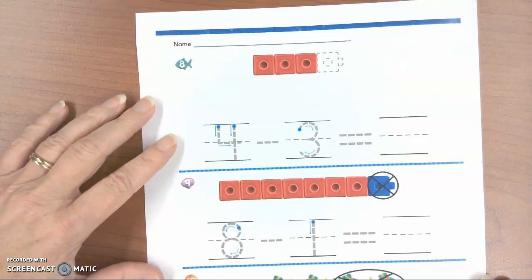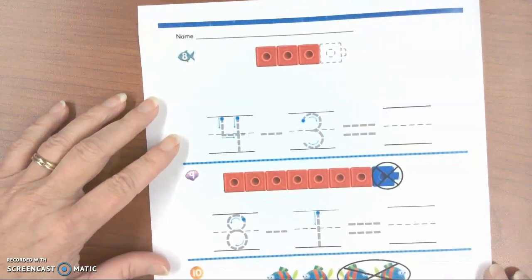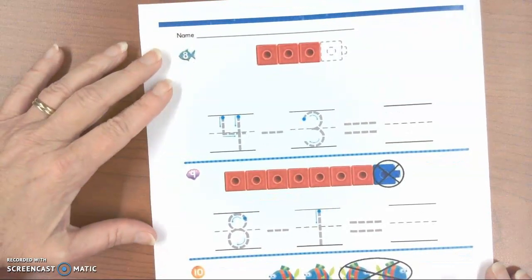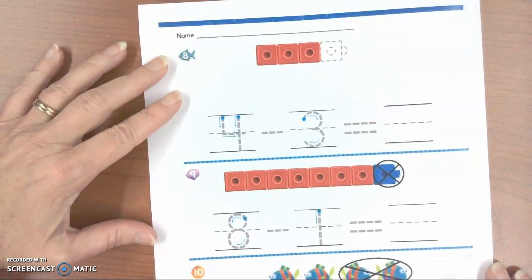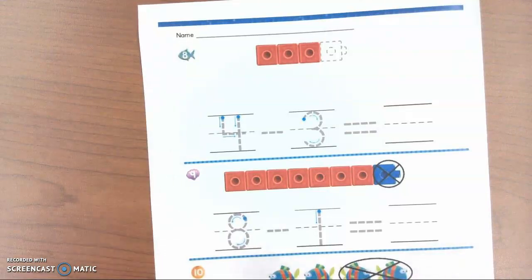This is GoMath Kindergarten, Chapter 6, Review, Part 3. Problem number 8. Model a 4-cube train. 3 cubes are red and the rest are blue. Take apart the train to show how many cubes are blue.